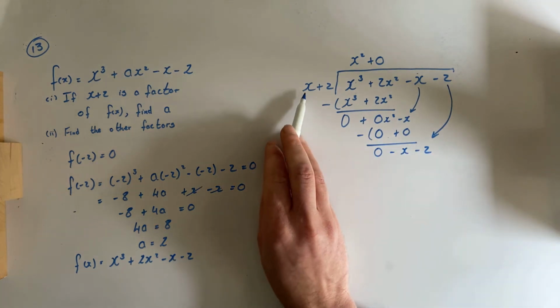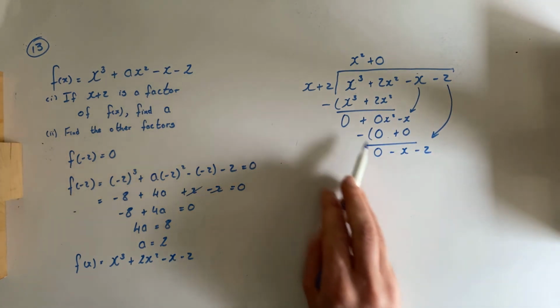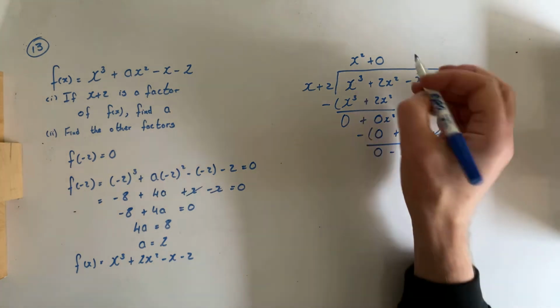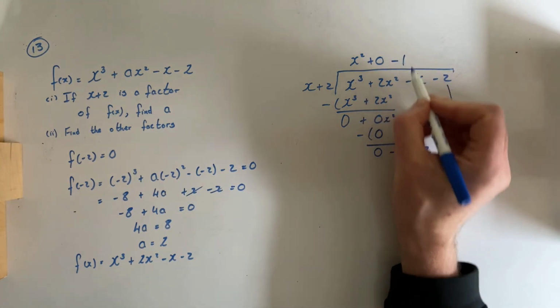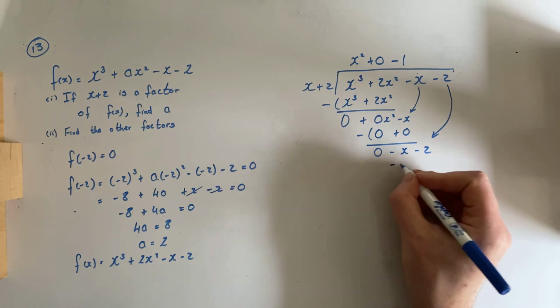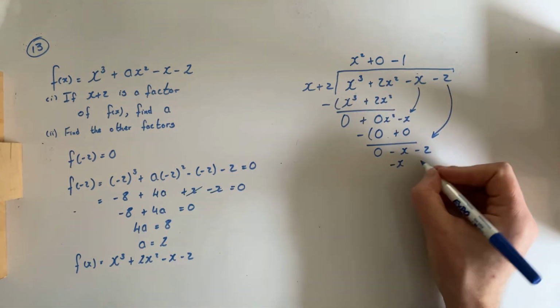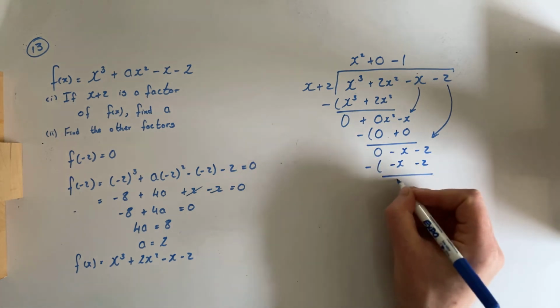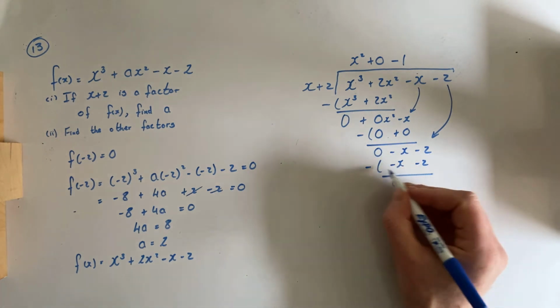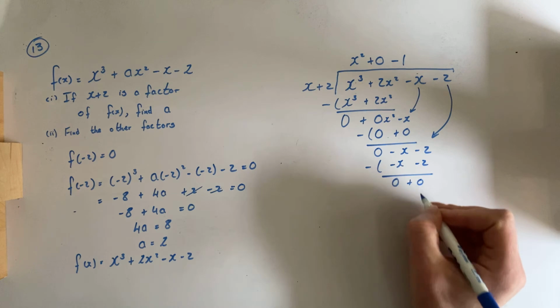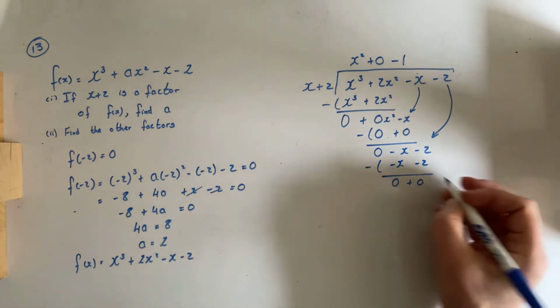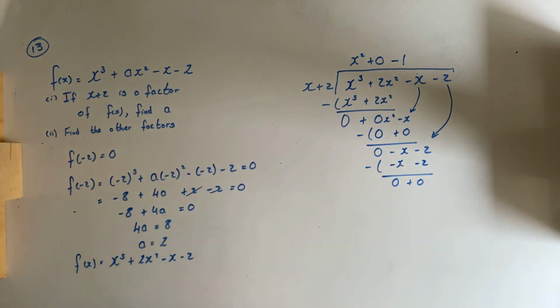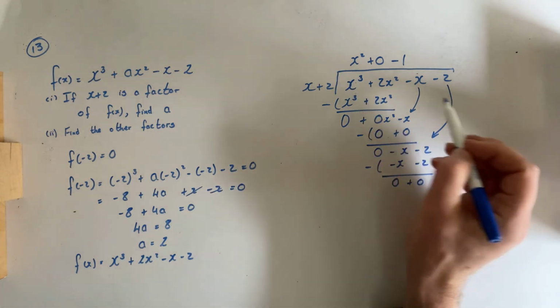And I will ask myself, what will I multiply x by to get negative x? Well, that would be negative 1. Negative 1 times x is negative x. Negative 1 times 2 is negative 2. I will subtract. I will have here a 0, negative 2 minus negative 2 is 0. I have a remainder of 0, which confirms that x plus 2 is a factor of my original cubic.